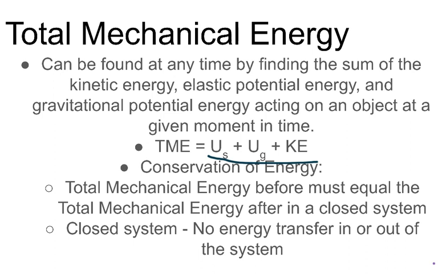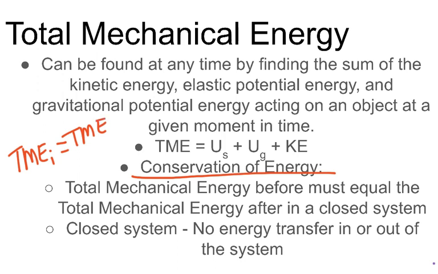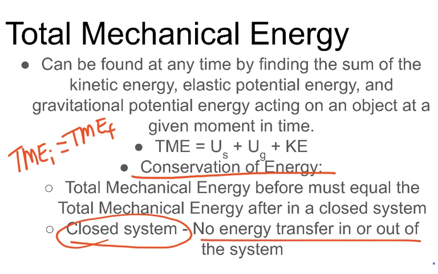So we have this law of conservation of energy, okay? We're going to talk about this law of conservation of energy a lot. What it tells us is that the initial or starting total mechanical energy has to equal the ending total mechanical energy, okay? In a closed system, you don't have to worry about that definition, but that just means there's no energy transfer into or out of the system.